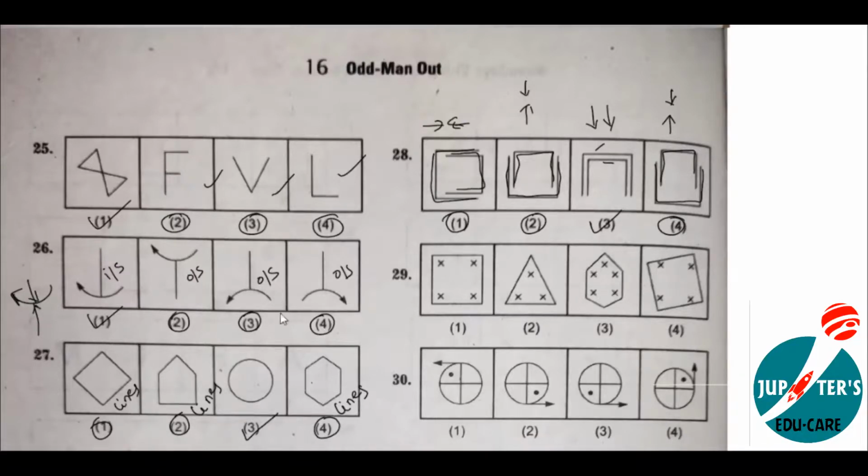Next, question number 29. In option 1, see how many sides we have, count? 1, 2, 3, 4. 4 sides, and 1, 2, 3, 4, 4 cross symbols, means same number of sides and cross symbols. In option 2, 1, 2, 3, 3 sides we have, and 1, 2, 3, 3 cross symbols we have. In option 4, 1, 2, 3, 4, 4 sides we have, and 1, 2, 3, 4, 4 cross symbols we have, means same number of sides and same number of cross symbols.